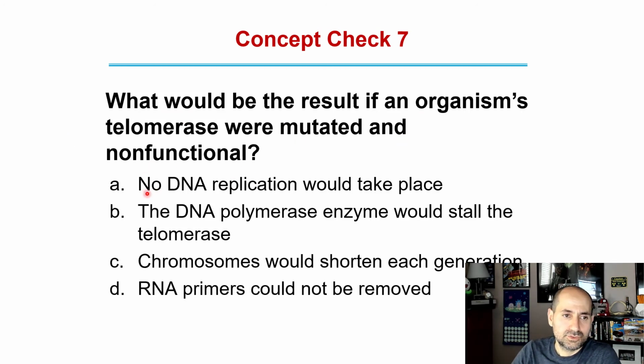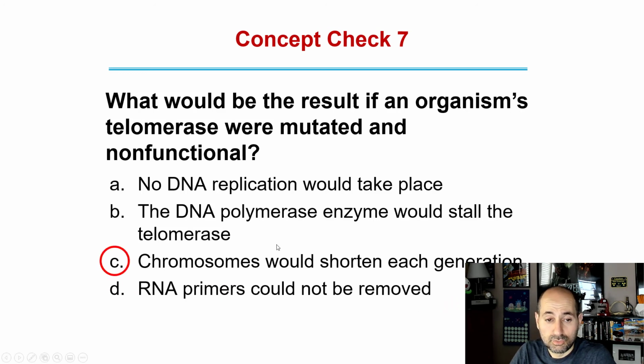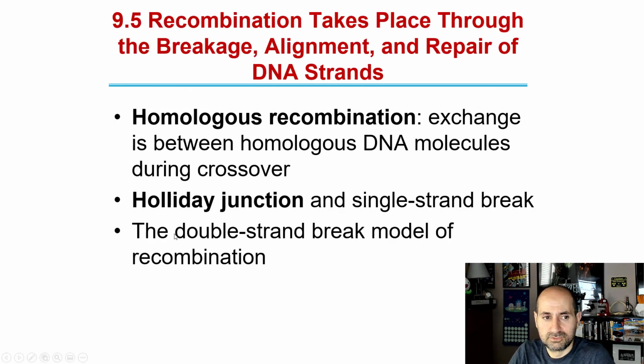Oh man. No DNA replication would take place. That doesn't make sense. The DNA polymerase enzyme would stall. No. Chromosomes would shorten. Yep. RNA primers would not be... No, that doesn't make sense. So it's C. Your chromosomes would shorten. And this is what we see during aging. We do see less telomerase activity in aging and shorter chromosomes during aging.